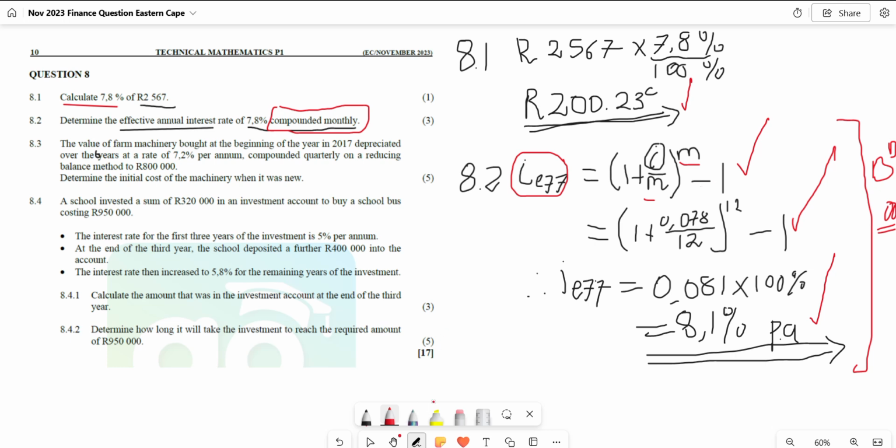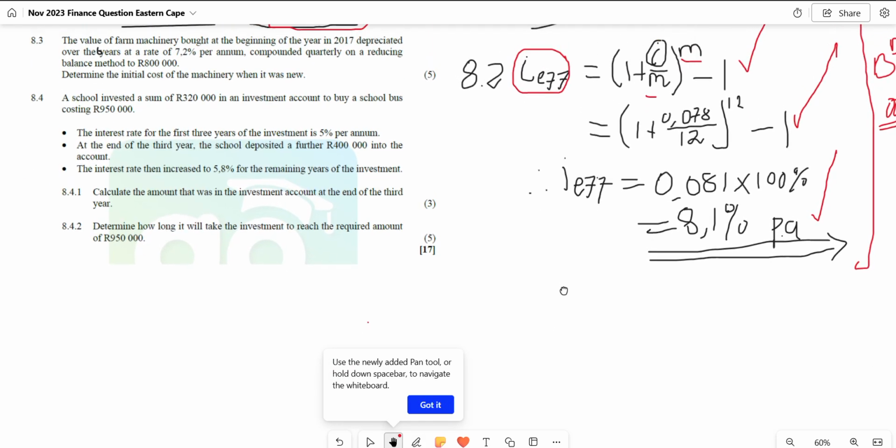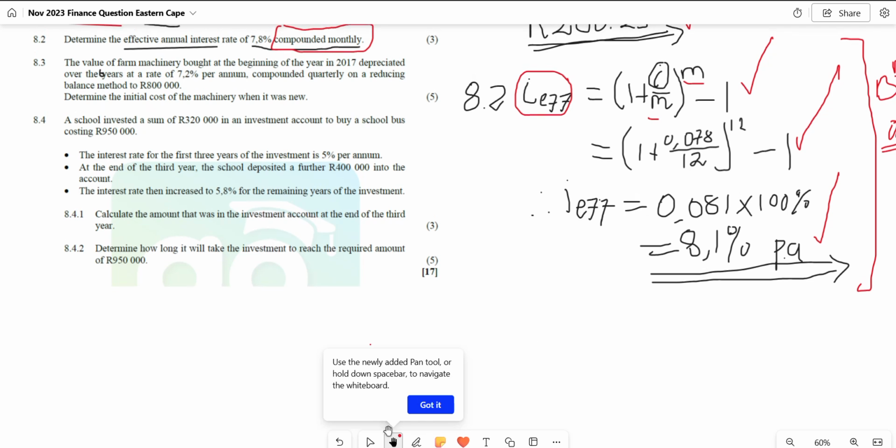I believe the misconceptions are now addressed as we go through as many questions as possible. Now we are proceeding to look at 8.3.